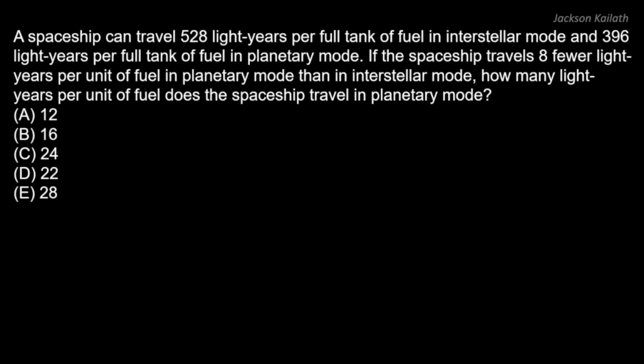A spaceship can travel 528 light years per full tank of fuel in interstellar mode and 396 light years per full tank of fuel in planetary mode. So there are these two modes, interstellar mode and planetary mode. If the spaceship travels 8 fewer light years per unit of fuel in planetary mode than in interstellar mode, how many light years per unit of fuel does the spaceship travel in planetary mode? Can you see that this is actually very similar to the previous two questions that we have solved?